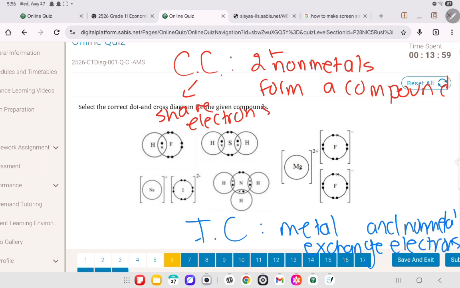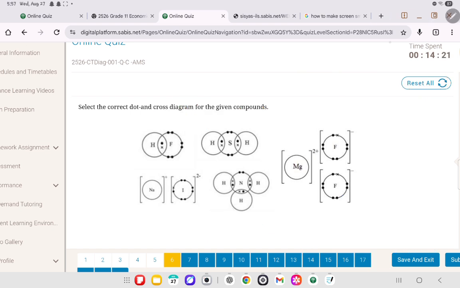Usually, who gives the electron? Usually the metal will give the electron to the non-metal. This means the metal will always have a positive charge because it's losing electrons, and the non-metal will always have a negative charge because it's gaining electrons. Now, of course, in these examples, let us see.